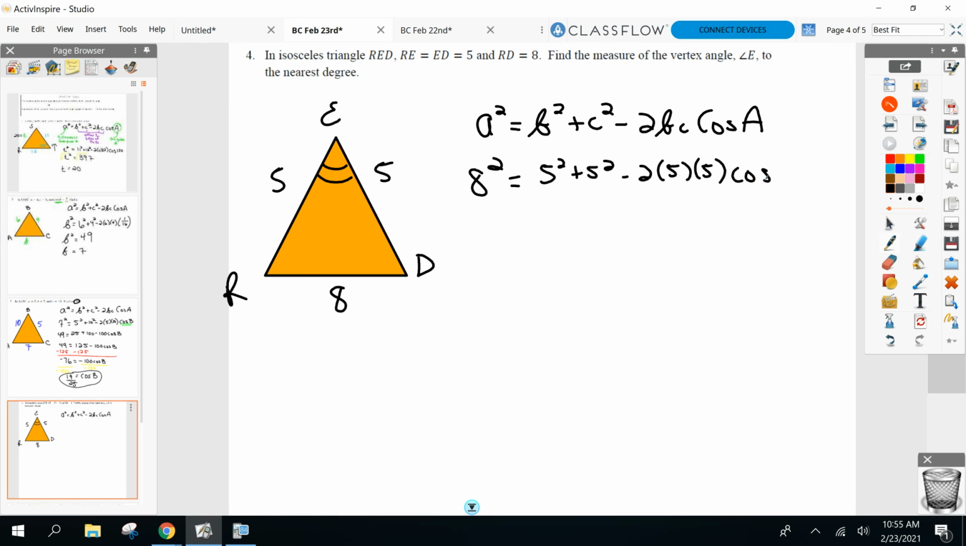Cosine, I don't want to put an A there. I'll put an E now because I'm talking about angle E. So cosine of E. All right, guys, same thing. Same thing we just did. I need you to get down to cosine E is equal to what fraction? And we'll see if we can figure out the angle from there.